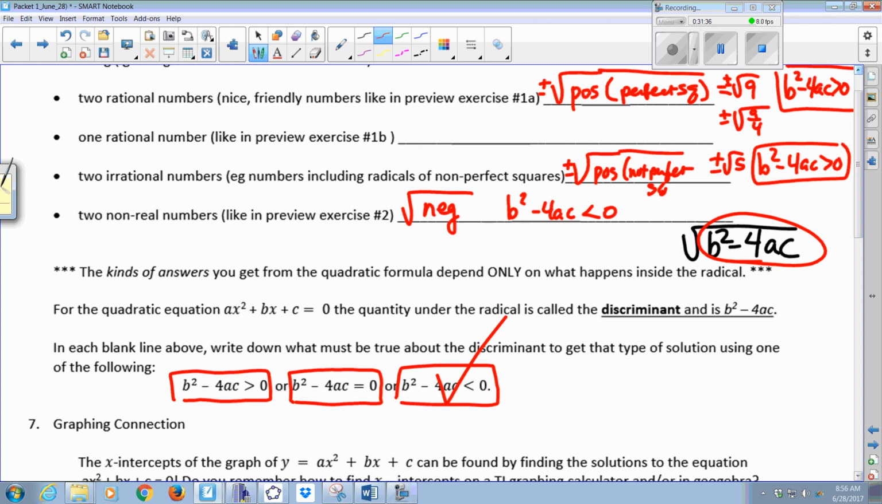And finally, when do you get one X-intercept or one solution? That's when the discriminant is equal to 0. So when you're adding and subtracting the square root of 0, you only get one result. You get plus or minus 0. So this is a situation when the discriminant is equal to 0, you have one rational number.